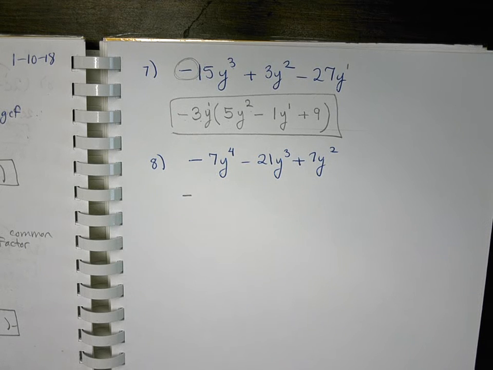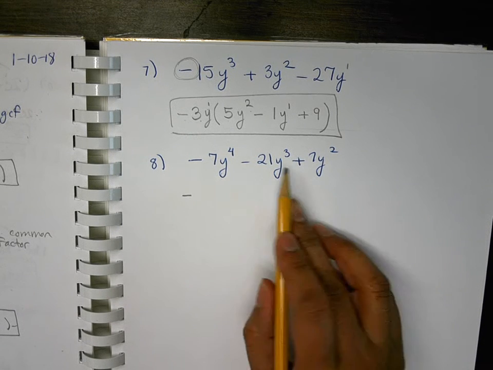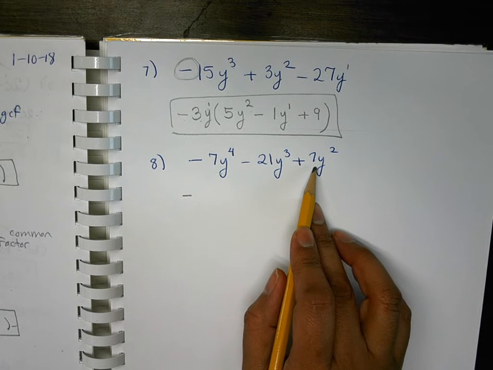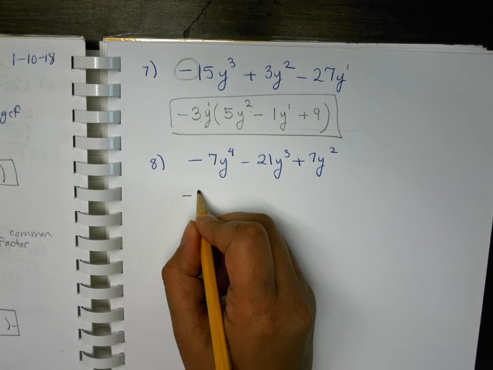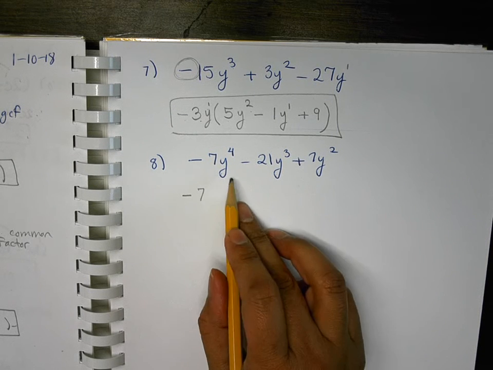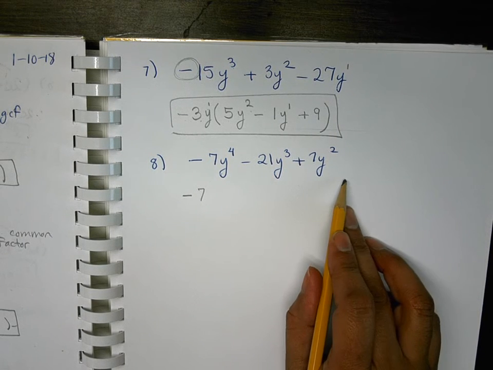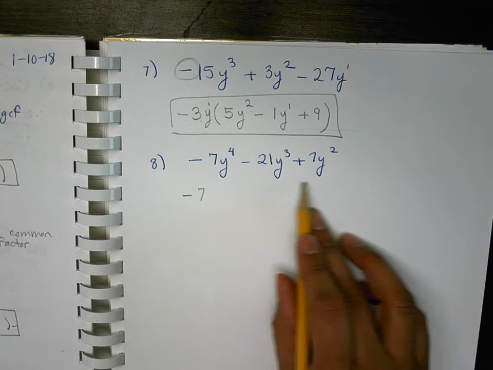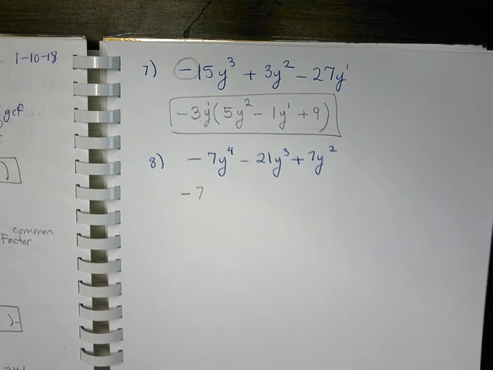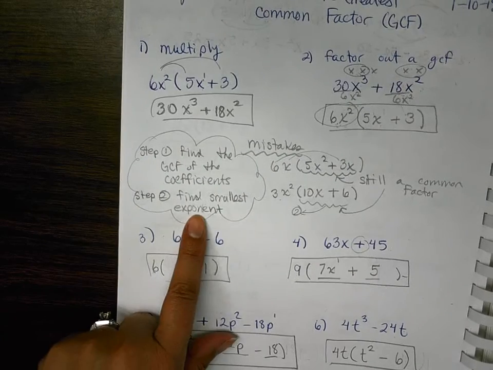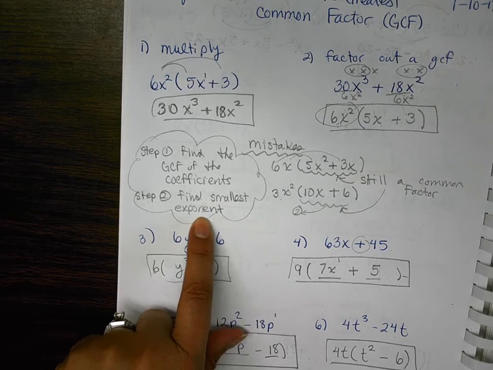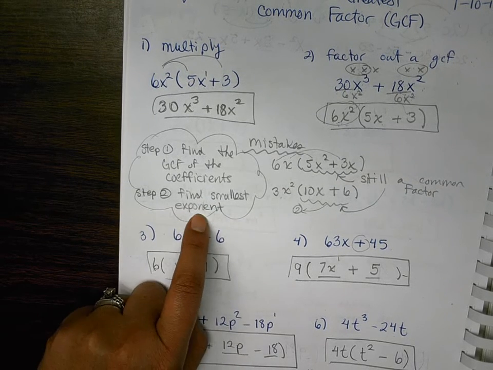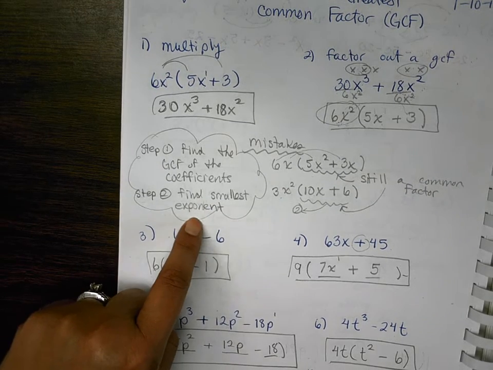Negative what? What goes into 7, 21, and 7? 7. And then what do I write down? Y to the fourth, y cubed, or y squared? Y to the fourth. We take the larger one. Y squared. We find the smallest exponent. So make a note right now. Go back to this section of your notes and star it or highlight it and put your phone away.